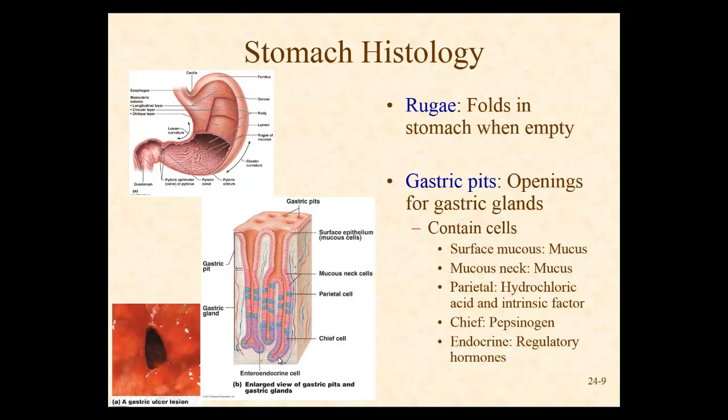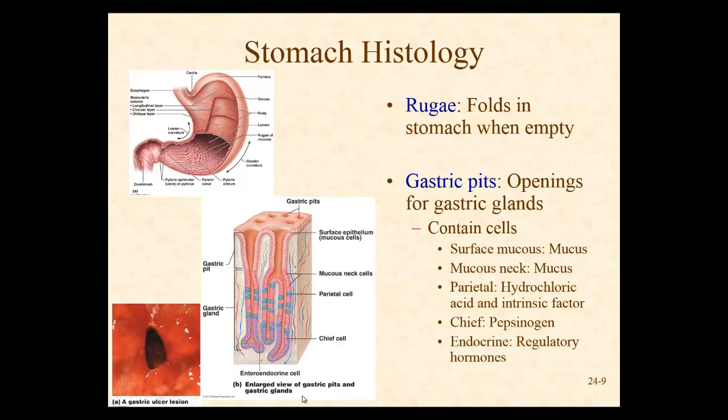Another cell here at the bottom of the pit are the chief cells, and those contain the enzyme pepsinogen for breaking down proteins. So protein digestion begins in the stomach. Protein digestion with the help of pepsinogen. So definitely know the function of pepsinogen, which is to break down protein, and it's released by the stomach. And then at the bottom we have a few endocrine cells, which means these secretions are released to the blood, and the primary endocrine hormone released by the stomach is gastrin.